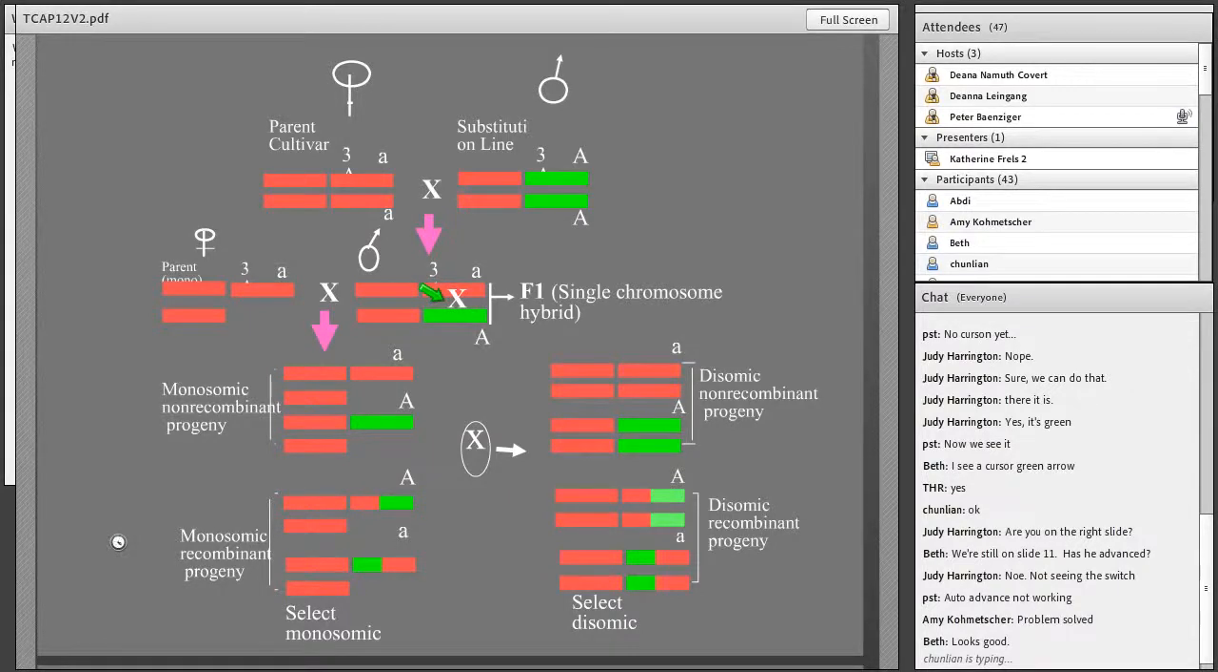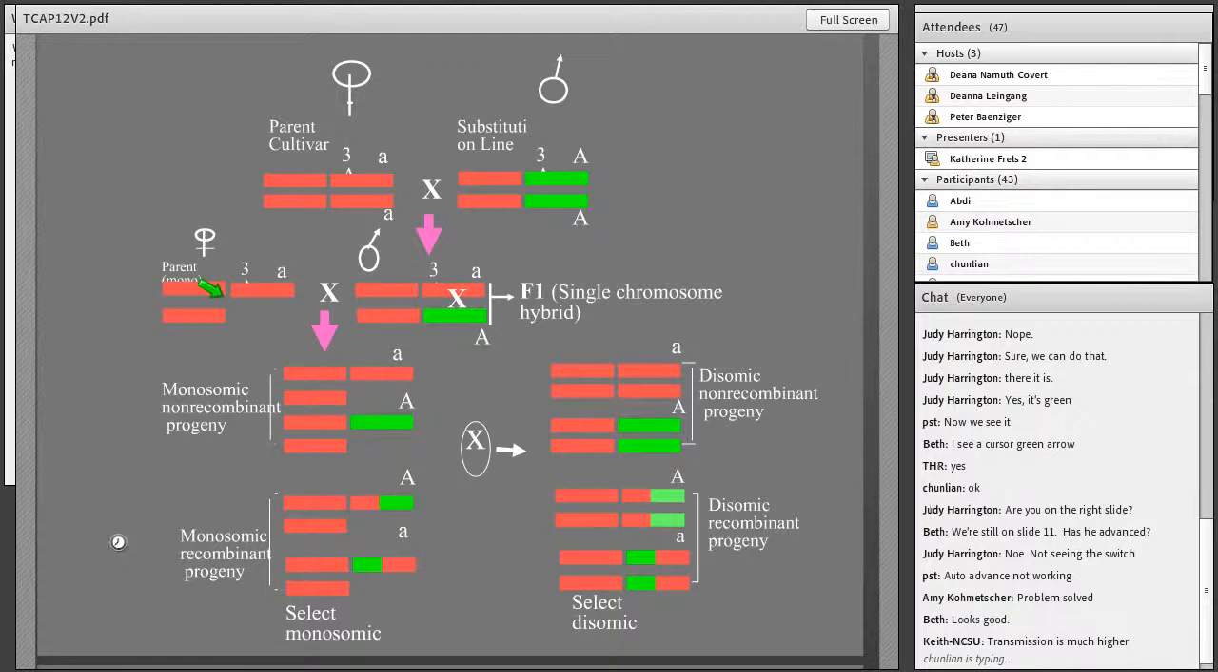Now, we take that and we cross it to the female. And the female is a monosomic, from which you will select only the monosomics. Does anybody know why we always use the female as the monosomic parent in this case? I want to see people. Okay, I can see Keith is typing. So Keith, why is that? Okay, transmission is much higher. In wheat, it's massively higher.